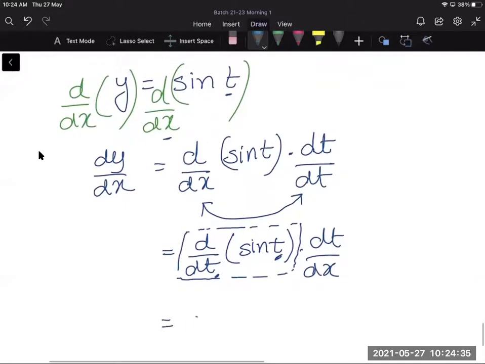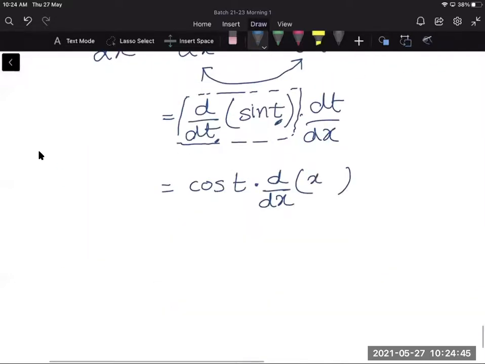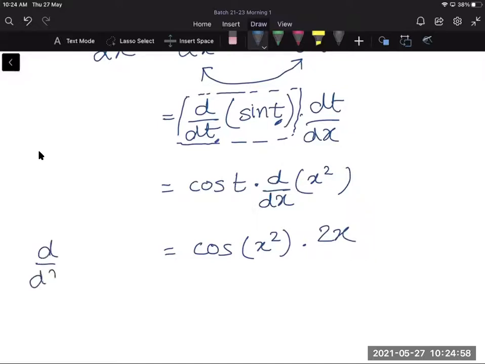So this will be equal to cosine t into d by dx of t, but t is equal to x square. So this would be x square. So this would be equal to cosine of t, which is x square, multiplied by d by dx of x square. So d by dx of sine of x square is equal to this quantity.